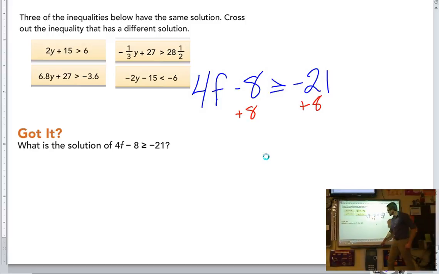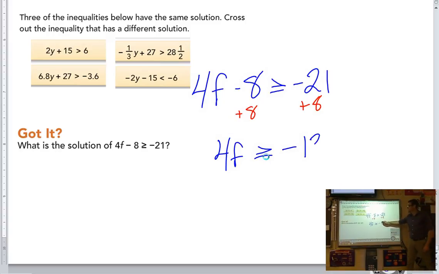Now, here's where people still struggle. And guys, if I was you, and I had a math notebook, I'd have a number line drawn somewhere, just to help me think about this. If I'm at negative 21, I go up by 8. Where do I land? Negative 13. Then, what do we do to finish this out?